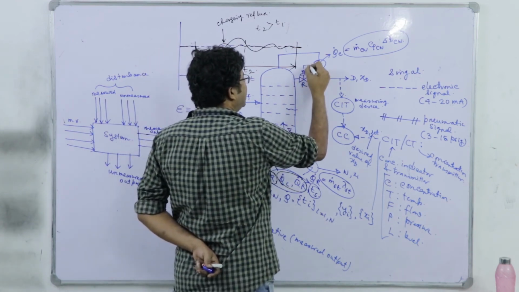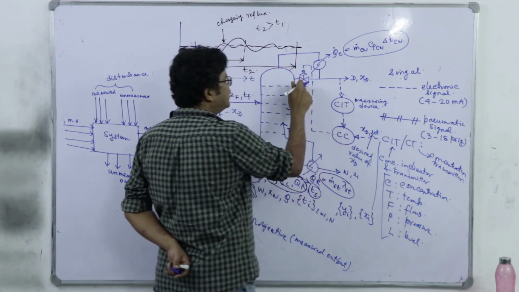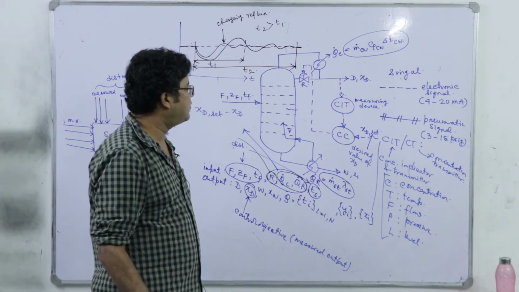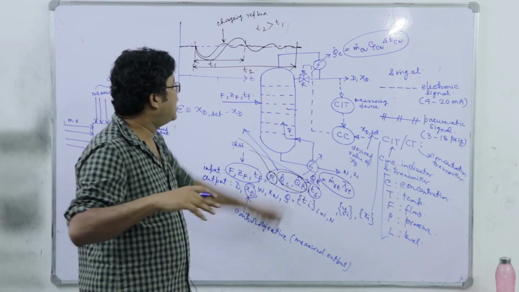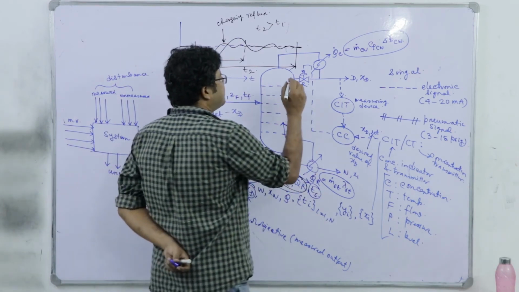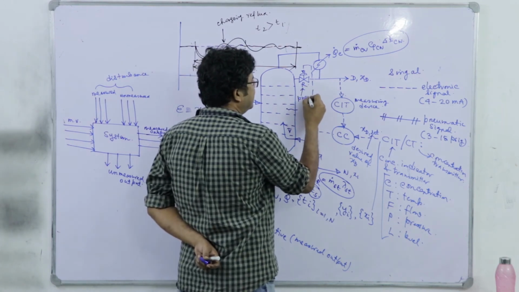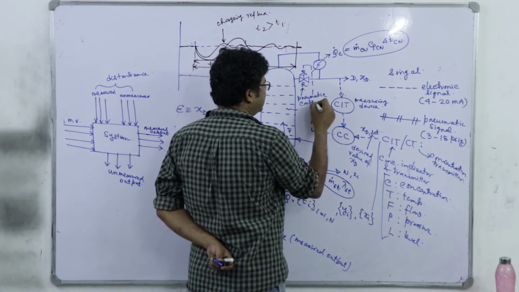So that signal will finally be delivered to the valve. So this valve is a special type of valve, right. It's a special type of valve whose input is an electronic signal, and it is actually changing this flow rate. So this valve we call as pneumatic control valve. We'll discuss about it.